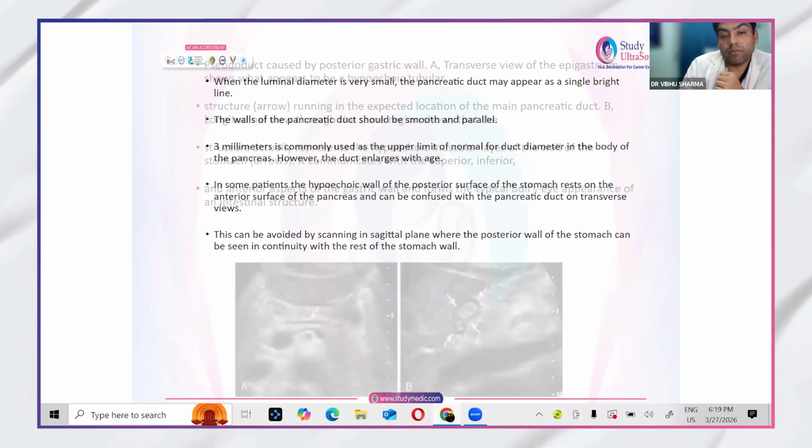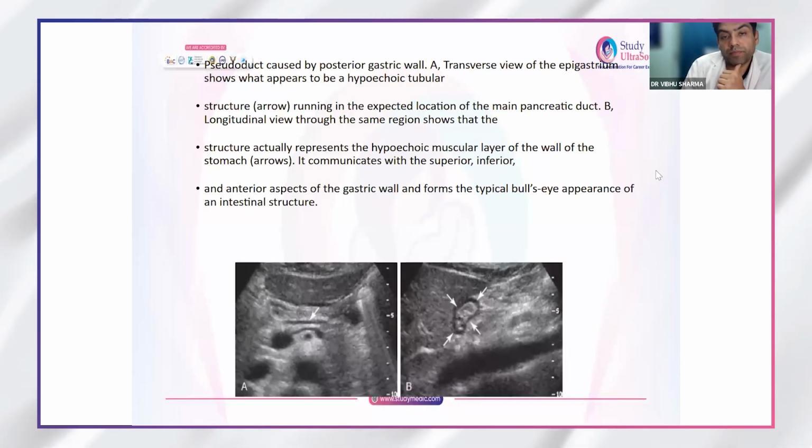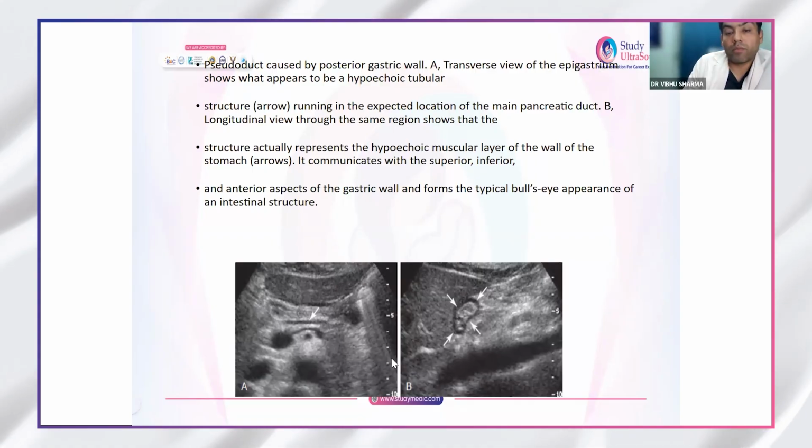Pseudocyst. Pseudocyst caused by the posterior gastric wall: a transverse view of the epigastrium shows what appears to be a hypoechoic tubular structure running in the expected location of the main pancreatic duct. So you can see sometimes a pseudopancreatic cyst can be seen along the pancreatic duct.